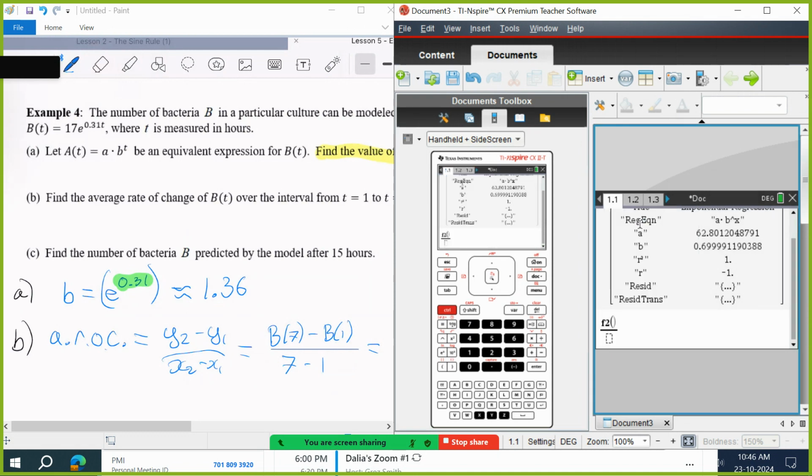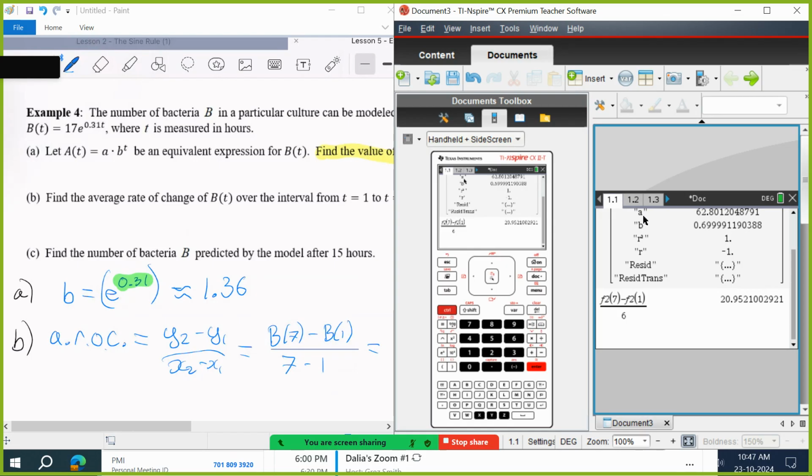So we need f2 of 7 minus, and I press the variable button here, f2 of 1. Sorry, I missed the minus sign. Over 7 minus 1, which is 6. Enter. So I get, for that one, this is going to equal 21.0.